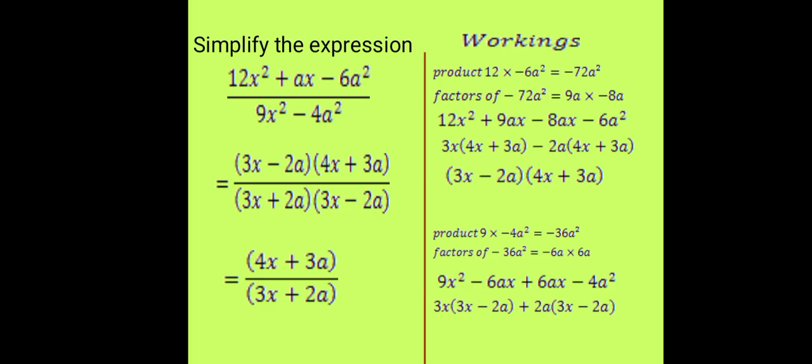Simplify the expression. To simplify this expression, we have to factorize the numerator and the denominator. See my workings alongside how I factorize the numerator and the denominator. This makes it possible for them to cancel out. So 4x plus a cancels out, and 3x minus 2a cancels out with 3x minus 2a for the denominator and the numerator, so that we remain with 4x plus 3a all over 3x plus 2a.